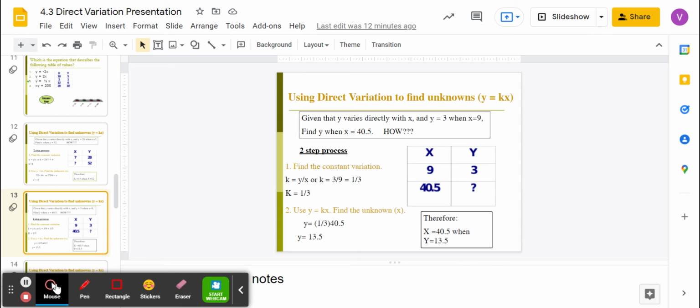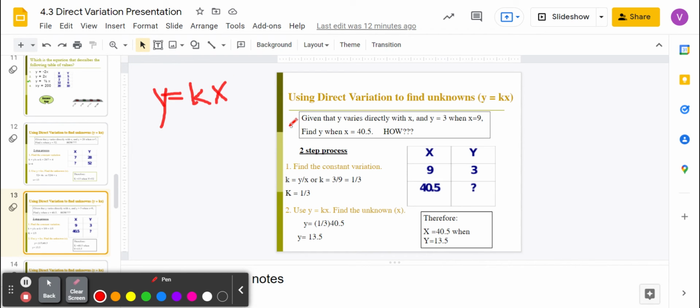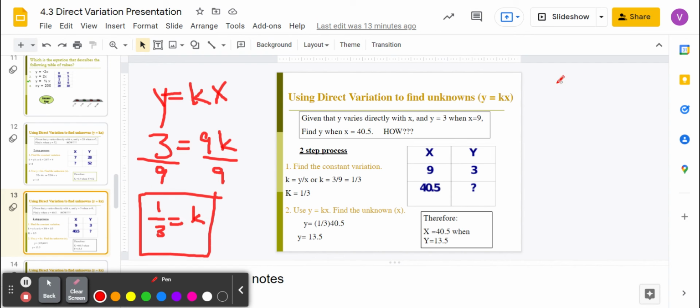In this example, we're going to be looking for the y. We're going to use the formula y = k times x. y is 3 and x is 9. Because x is bigger than y, you're going to be left with a fraction: 3/9, which reduces to 1/3, is equal to your constant of variation. So your rule or your line here is y = 1/3 times x. Whatever x is, you multiply it by 1/3.